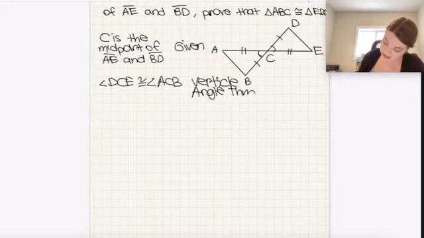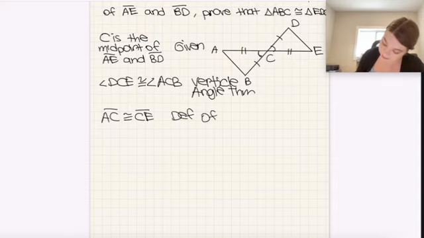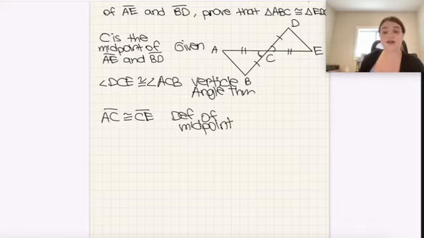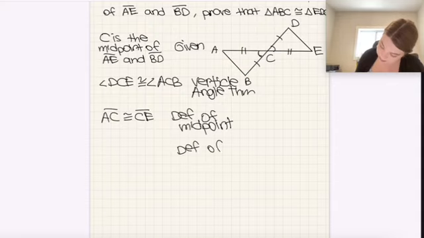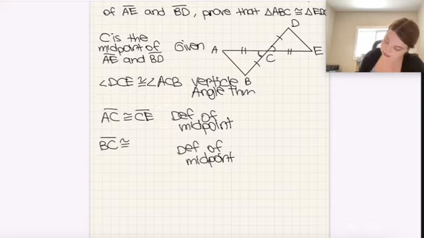Then we can also say that AC is congruent to CE because of the definition of a midpoint, right? What is a midpoint? A midpoint is something that separates the two parts of our segment directly in half, so therefore the two halves must be congruent. Also, for the same reason, by definition of a midpoint as well, it is also the case that BC is congruent to CD.